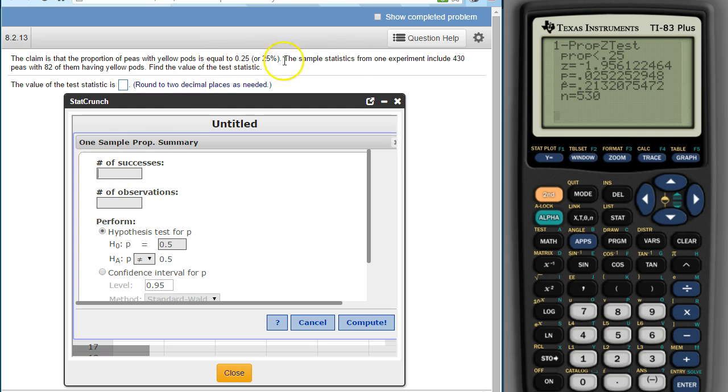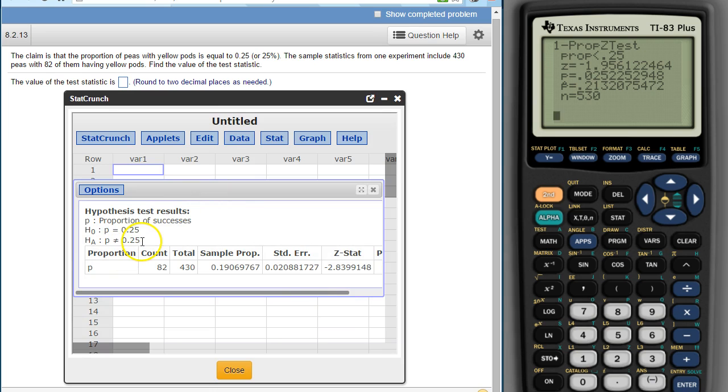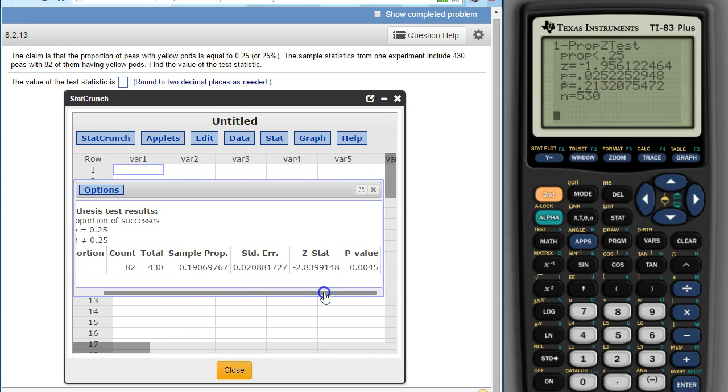Alright, so the number of successes is 82. The number of observations is 430. For the hypothesis test, the claim, we want p, the proportion, to be 0.25. And then again, our alternate hypothesis, that's the same thing the calculator gave us: not equal to, greater than, or less than. If all you want is the test statistic, it doesn't matter which one you pick. Then compute, and there is our test statistic, negative 0.284.